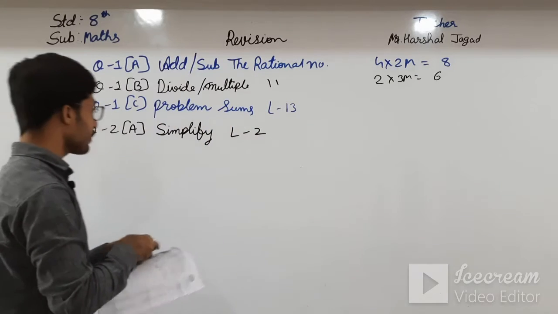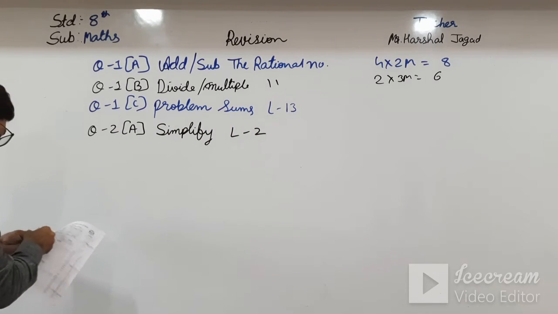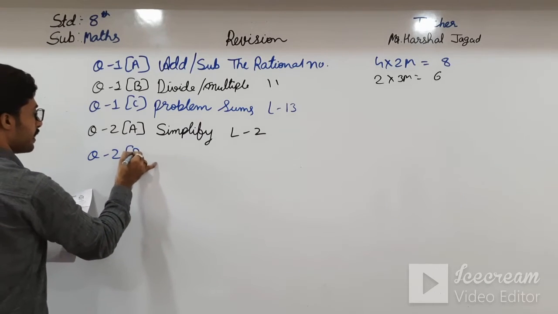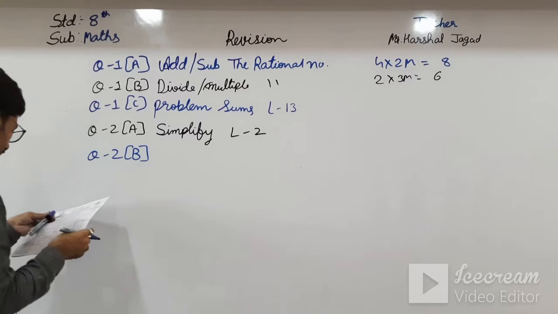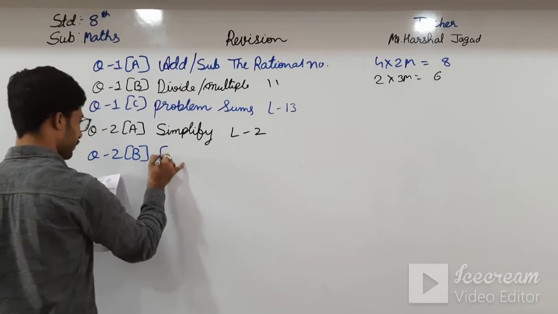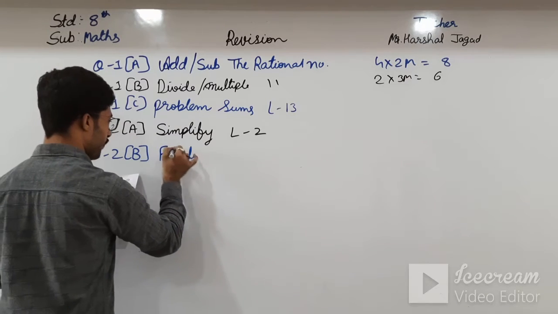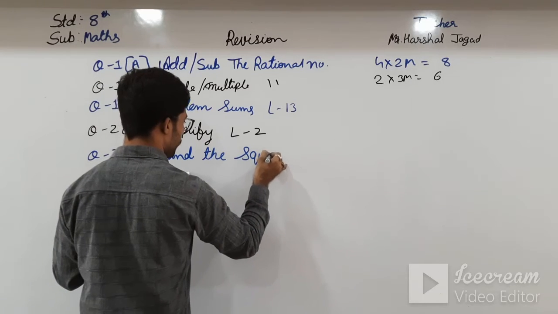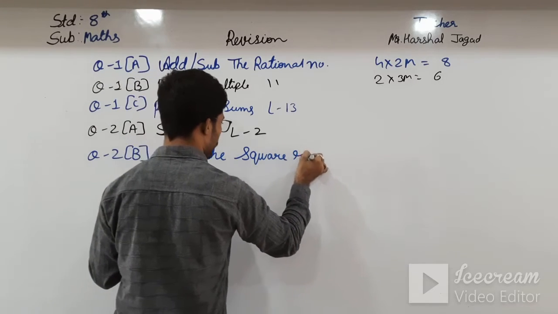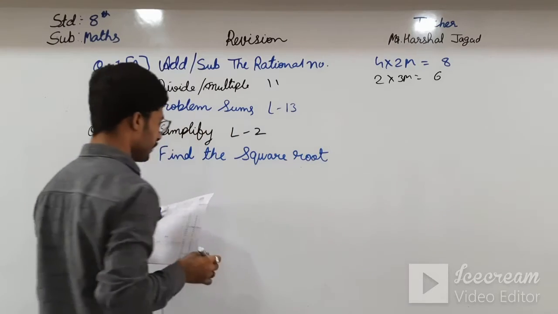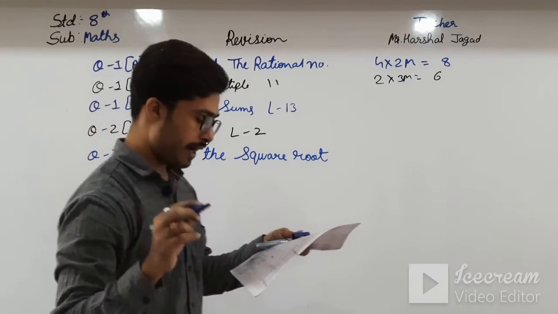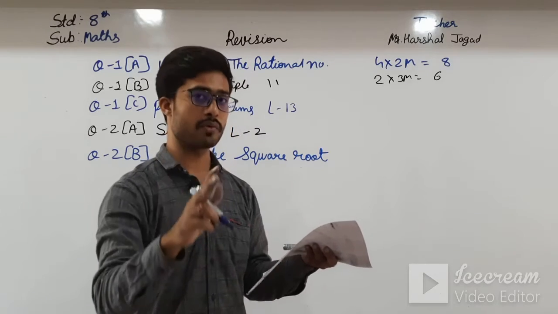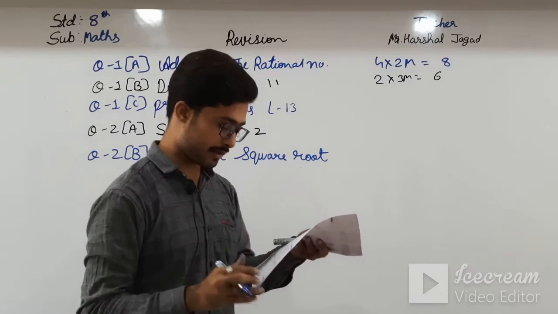And question number 2b, over here you can see, question number 2b, that is find the square root. Find the square root. In that you have to find any of the square roots, and it is of 2.5 marks. 2 will be asked, so that will be 5 marks.